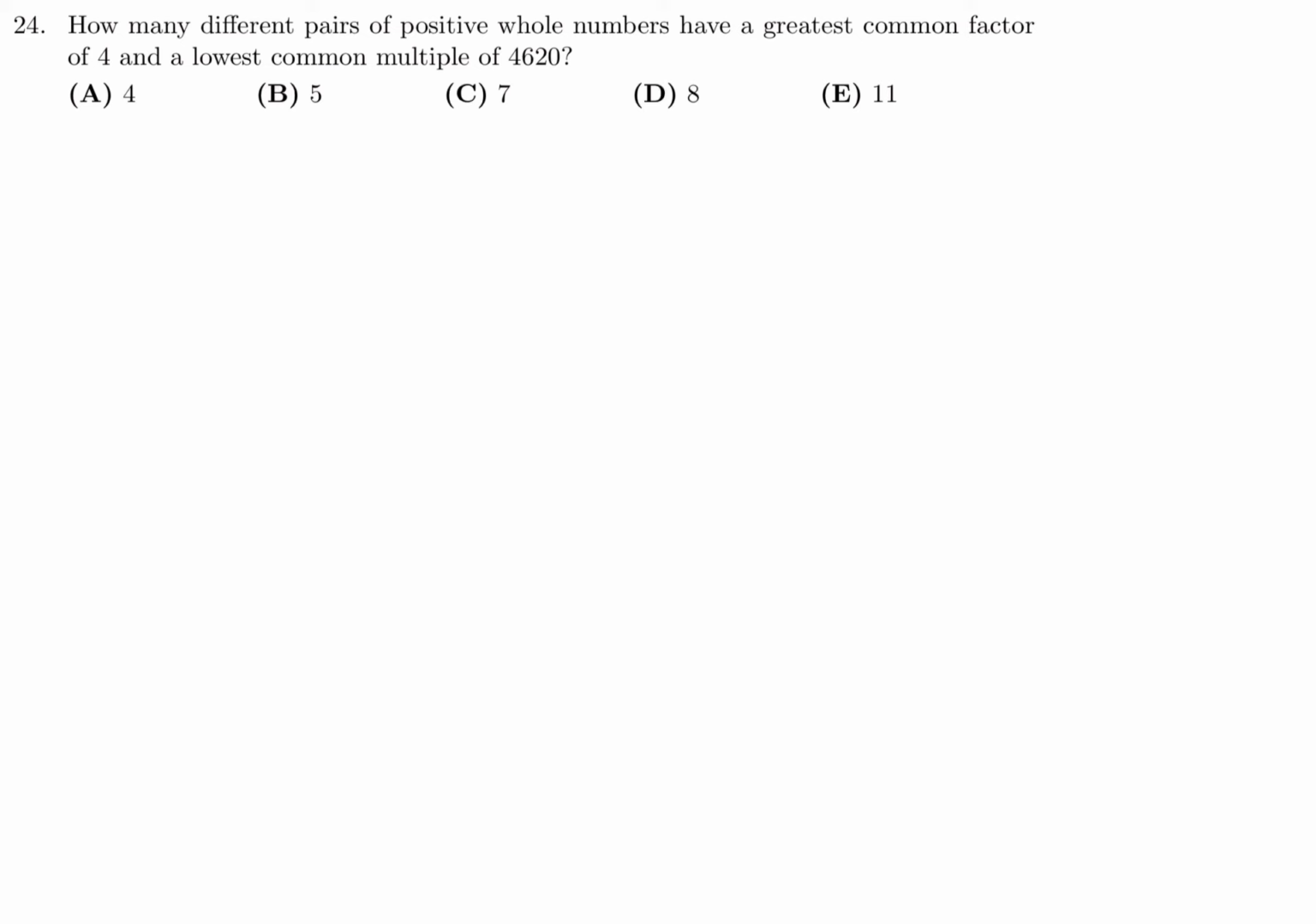How many different pairs of positive whole numbers have a greatest common factor of 4 and a lowest common multiple of 4620? I want to do a little bit of a primer before I get into this question. GCD, greatest common divisor. They're calling it greatest common factor. I'm used to using GCD. Same thing. And then LCM, lowest common multiple, or least common multiple.